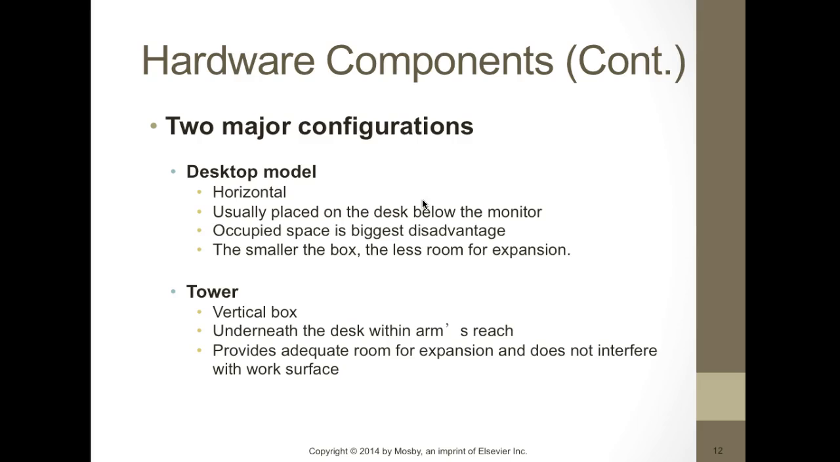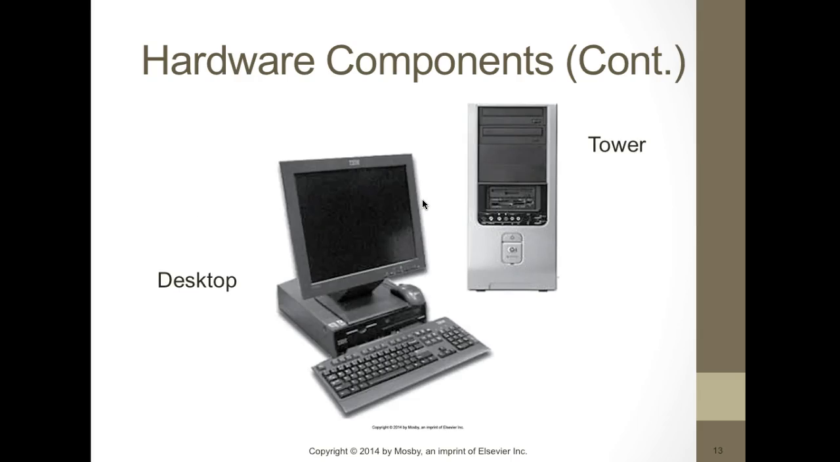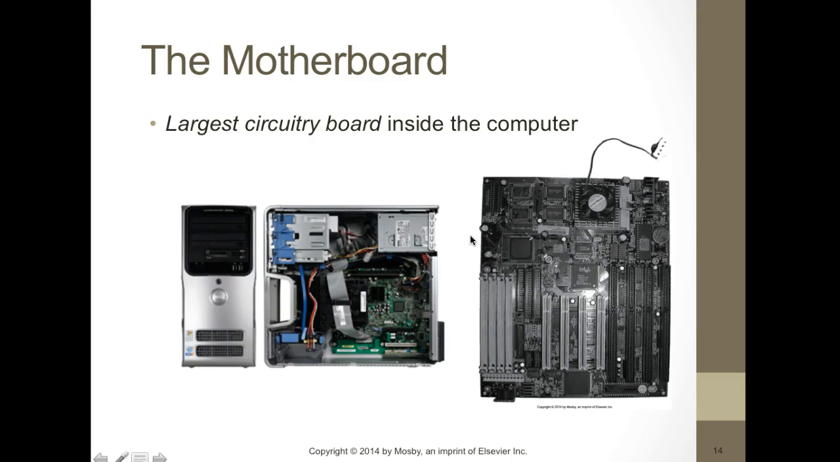So two major configurations: there's a desktop model and the tower model. The desktop model is horizontal, usually placed on the desk below the monitor. Occupying space is the biggest disadvantage. It's smaller, and the smaller the box, the less room for expansion. The tower model is vertical, and that's what's underneath the desk. So when you have to reach down underneath to turn on the unit, that's your tower. It provides adequate room for expansion and does not interfere with workspace, but it does take up the room underneath your desk. You can see here the desktop model, and here's your tower. I know you guys are familiar with both, so I'm not going to spend any more time on that.